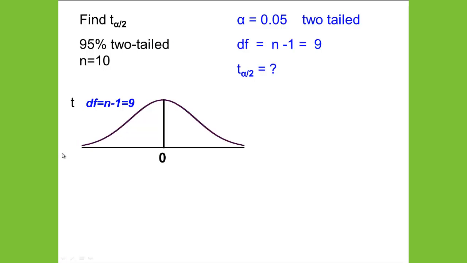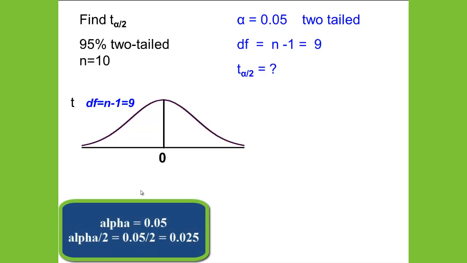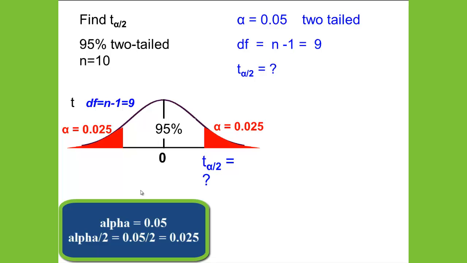Drawing your curve gives you a feel of what is happening and keeps you straight about a lot of things. My advice is not to skip this step. So we have our curve. Take your 5%, divide it by 2. That gives me 0.025. And we want to put those on both sides. And we're looking for the t alpha sub 2, and that is the area to the right, or 0.025 to the right.